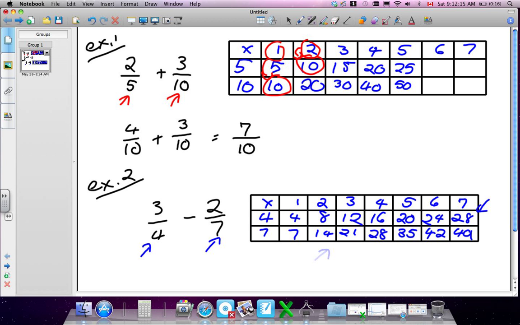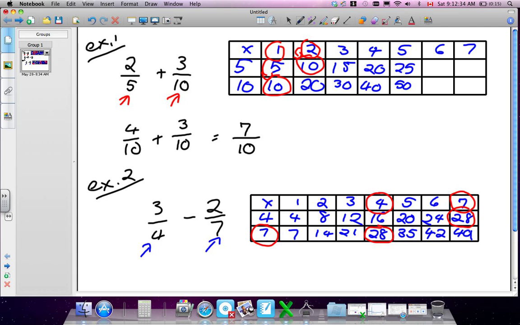I know that 28, so I do 4 times 7, I get 28. And my other 28, I know I did 7 times 4. See? So that's where it worked. We know that we went to 7 and we got a common denominator that was the same. So let's go through this.